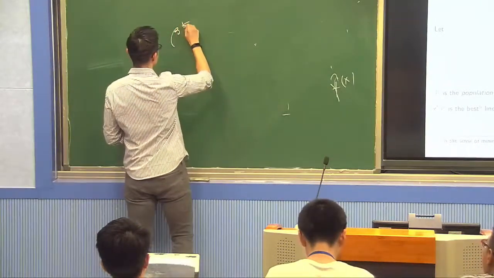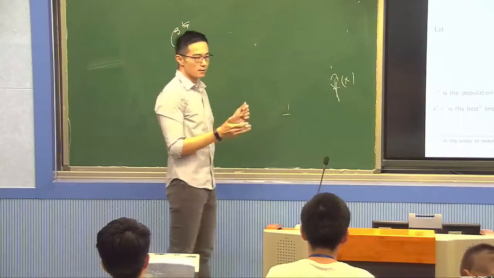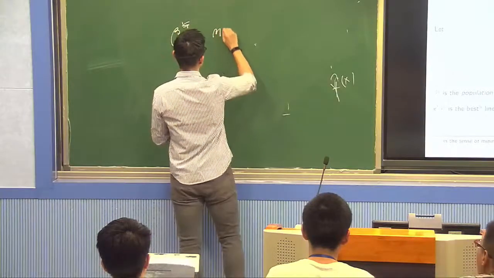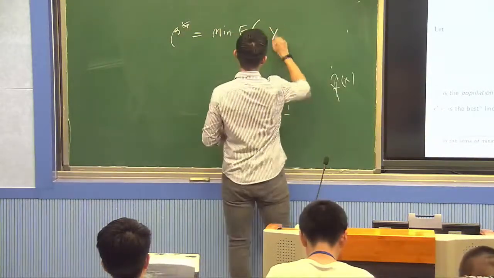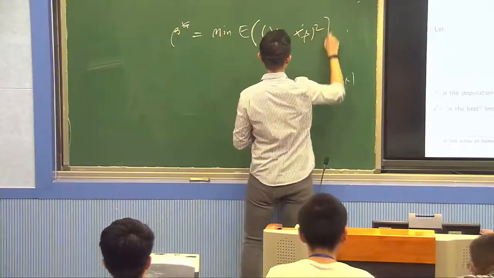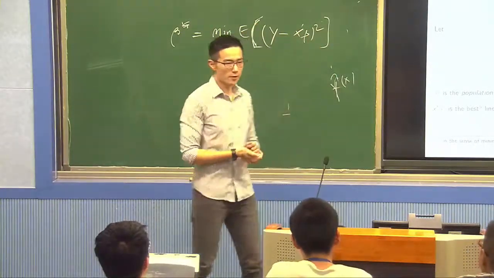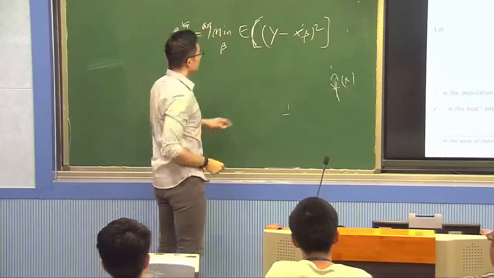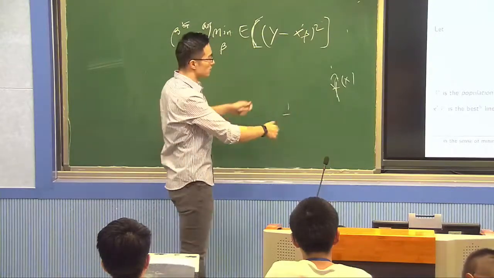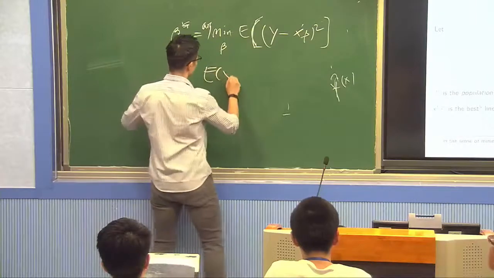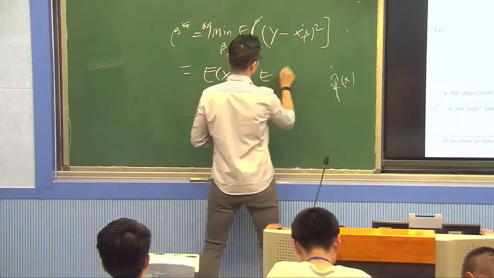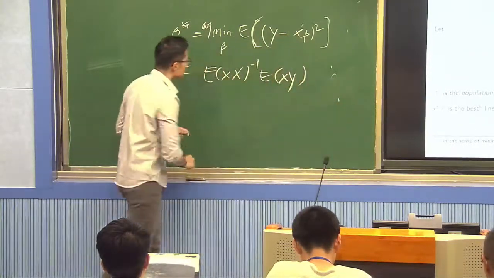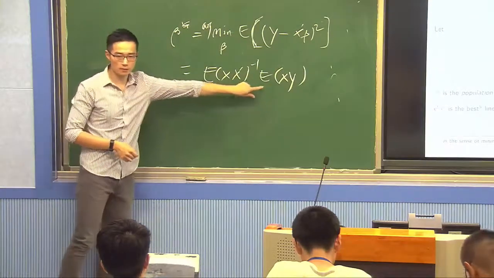So beta star, which is the best beta that minimizes the loss function or the error function in the underlying population, is simply minimizing the expectation of (y minus x prime beta) squared. Very simple. We're basically choosing the beta to minimize this. Now, what is that? Well, you can take a derivative and write it out. It's all very easy. So you have basically the expectation of x x prime inverse times the expectation of x y. That's the result. So this is beta star in the underlying population.